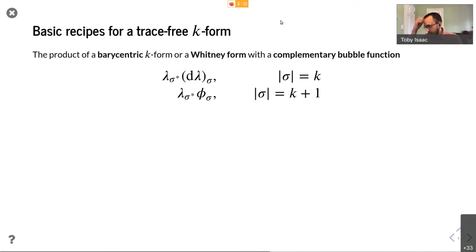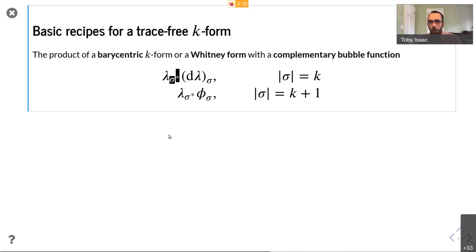And so before I get into the new stuff, all of this you can find in the original monographs from 2006 or so from Arnold, Falk, and Winther. Our basic recipe for constructing a trace-free K-form is you either take a barycentric K-form or a Whitney form, and you multiply it by a bubble function with complementary indices. So anytime we see something that looks like bubble sigma star d lambda sigma or bubble sigma star phi sigma, that's trace-free.